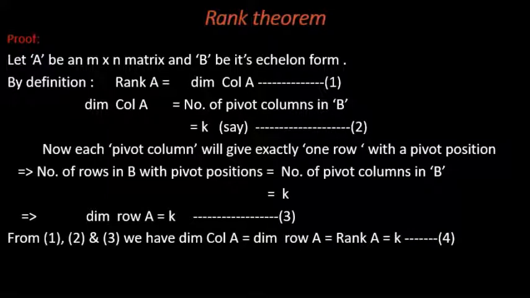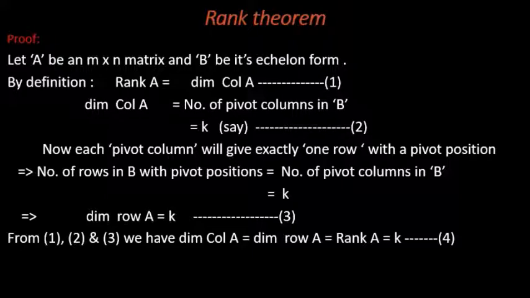Let us look at the proof of the theorem. So let A be an m by n matrix and B be its echelon form. So we have taken the matrix A with m rows and n columns and we reduced it to its echelon form B. Then by definition, what do we have? The definition of rank A: rank A is equal to dimension of column A. Let us take it as equation 1.